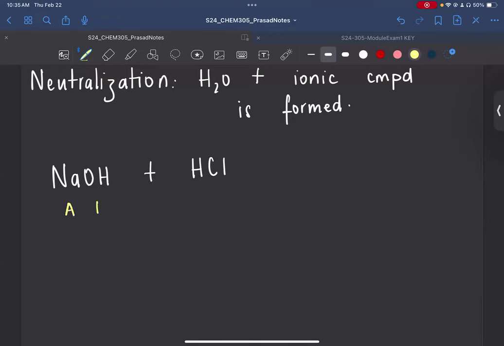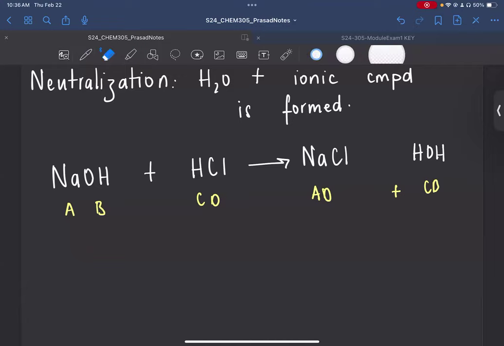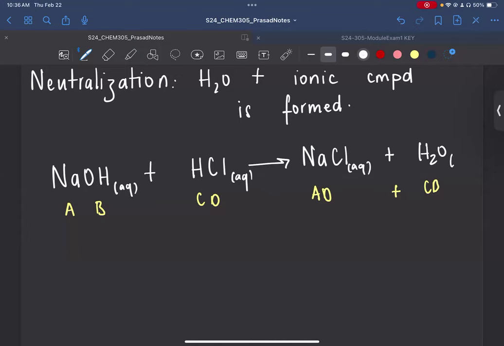If we were to go by our AB plus CD rules, that gives us AD plus CB, we would get NaCl and HOH. Please recognize that HOH is just simply H2O. Filling out the state symbols, we have aqueous, aqueous, aqueous, and liquid.